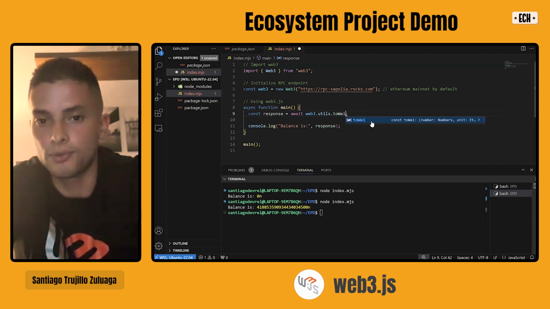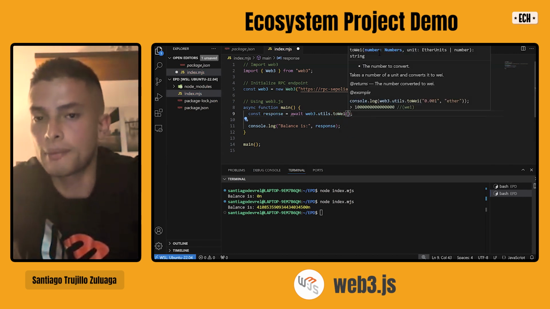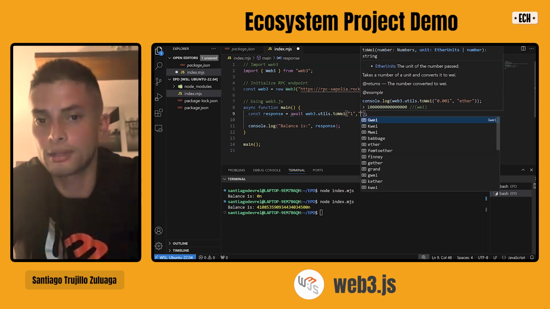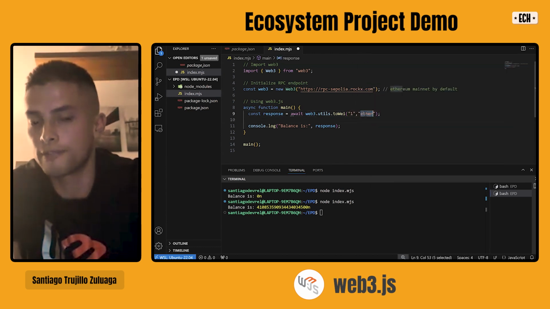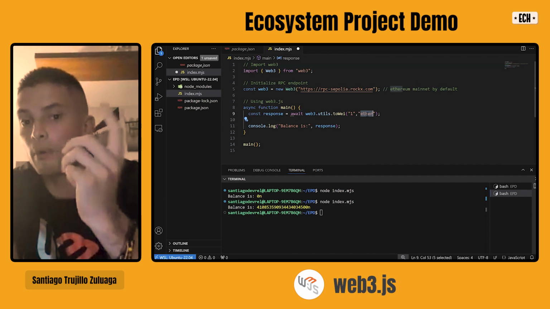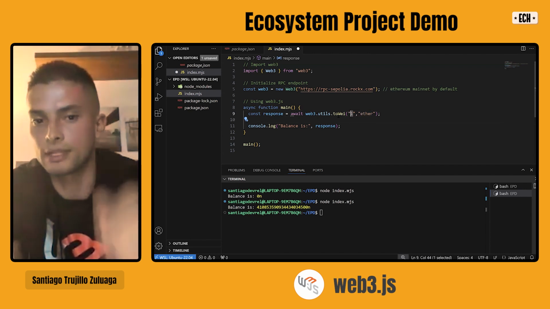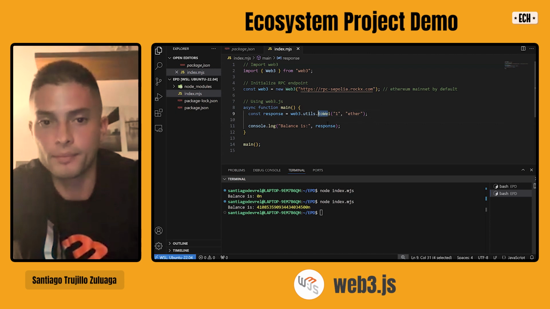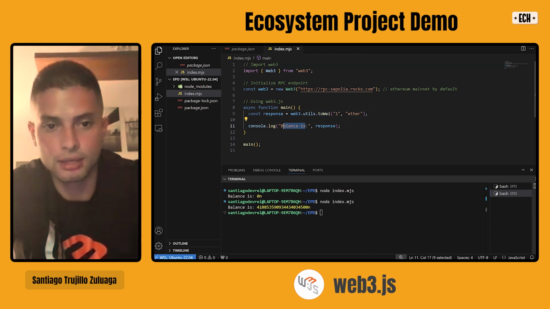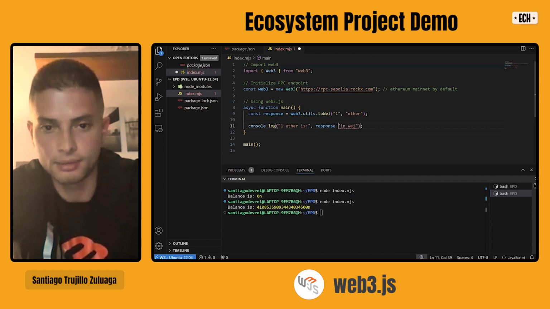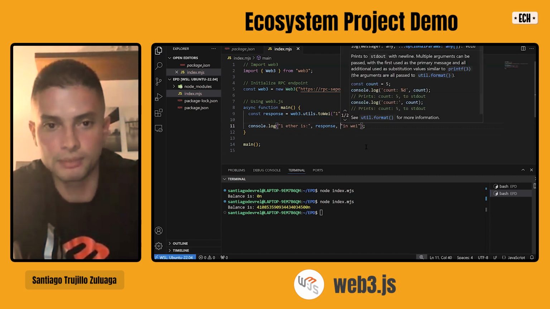So for example, toWei. And then what we can put is, okay, I want to convert 1 ETH to Wei. So then I just need to specify here the unit that I'm sending, and here how much I'm sending of this. The result will be in Wei. So if we check, 1 Ether is, in Wei, and then we will see the response here as well.